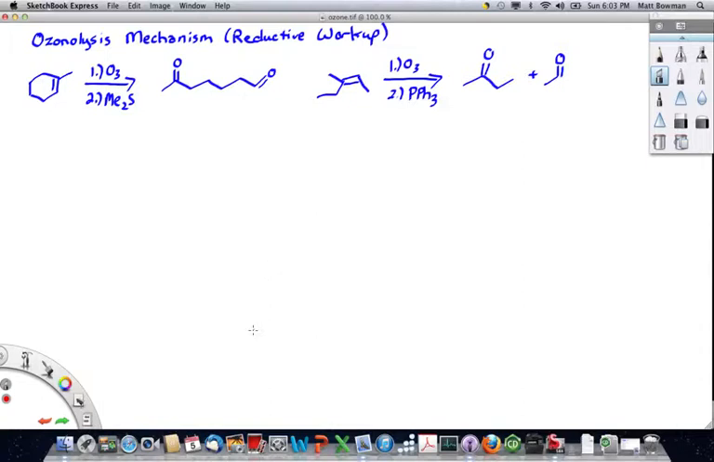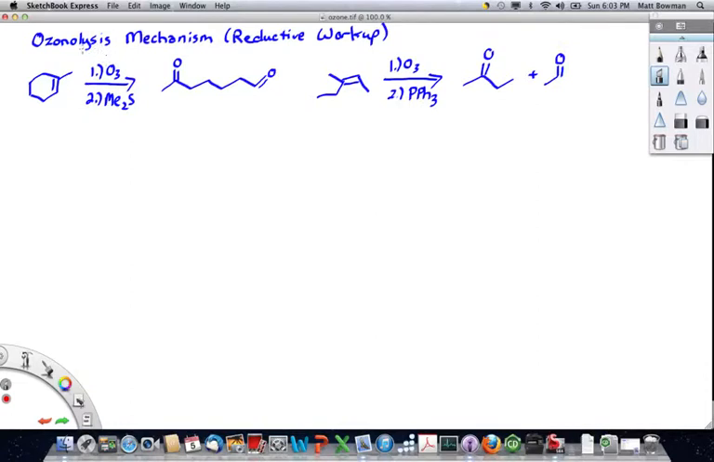The difference between the two is that in the reductive workup, aldehydes can survive. In the oxidative workup, you cannot have an aldehyde present. All aldehydes are converted to carboxylic acids. So, it's actually quite easy to predict the products of an ozone reaction.